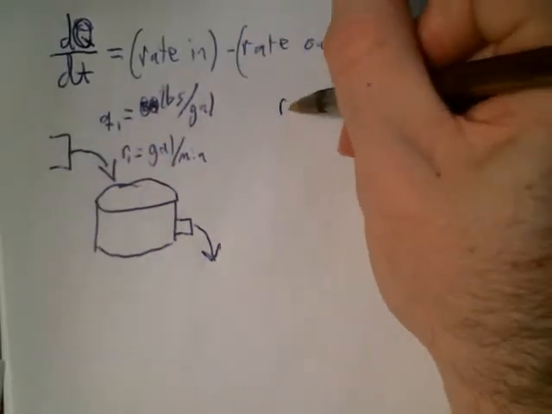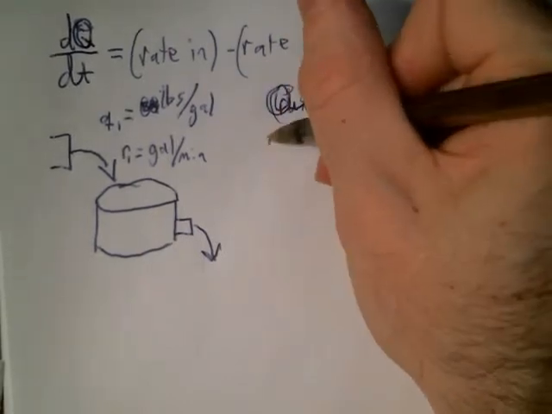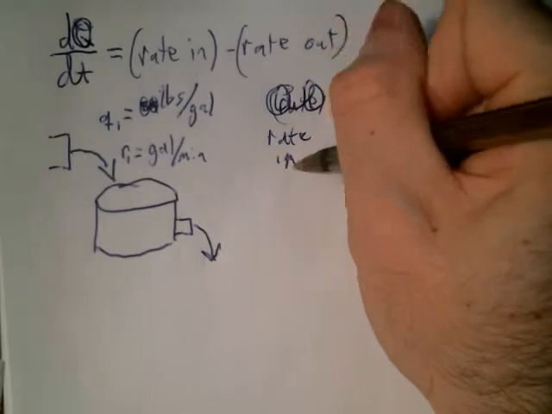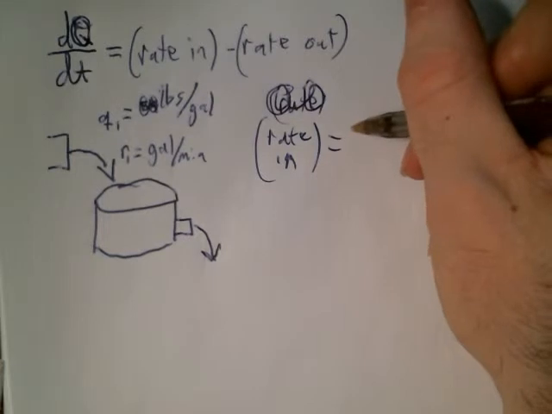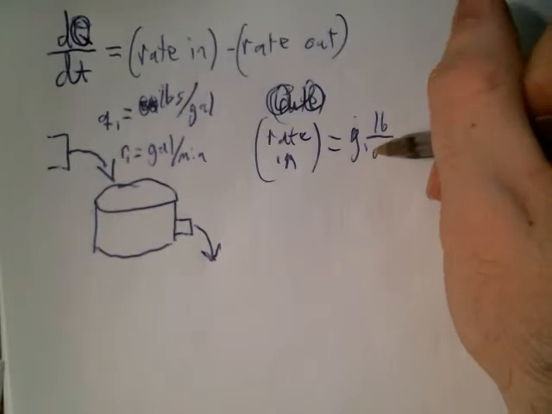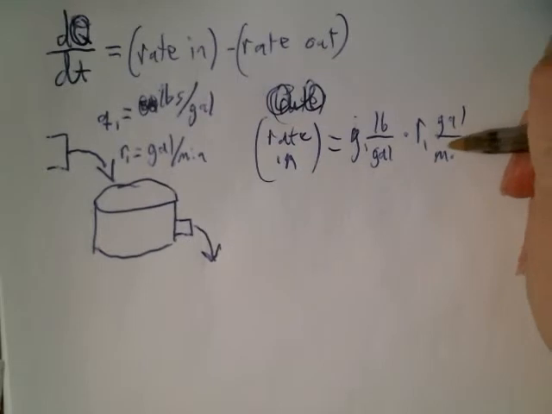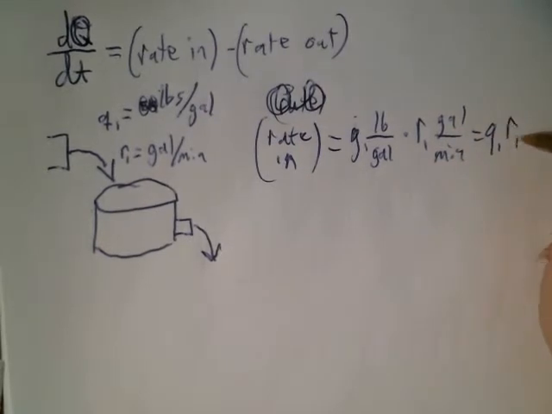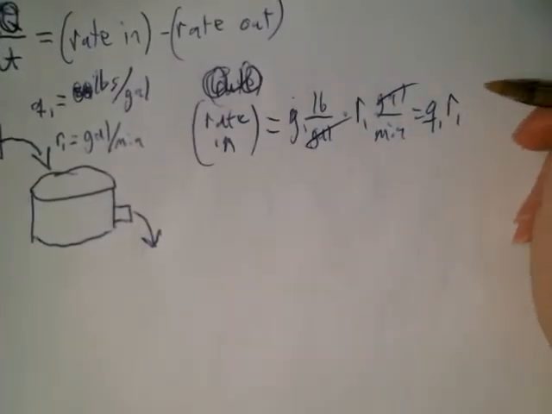In other words, the rate in is not a mystery. The rate in is just going to be the product of these two. If you take Q1 pounds per gallon and multiply it by R1 gallons per minute, you end up with Q1 R1 pounds per minute, which is the rate of salt coming into the tank, which is what we are concerned with.